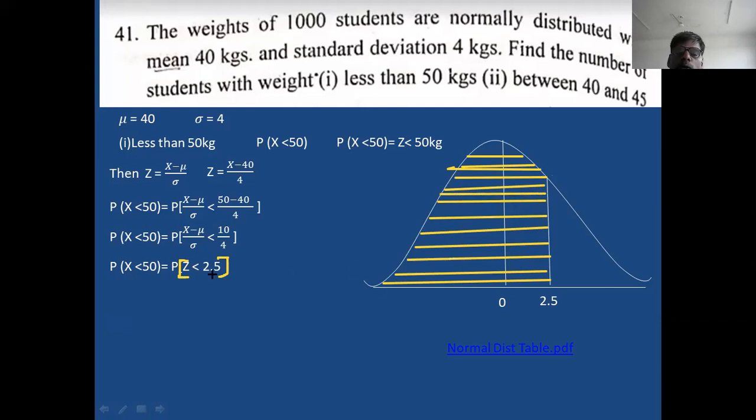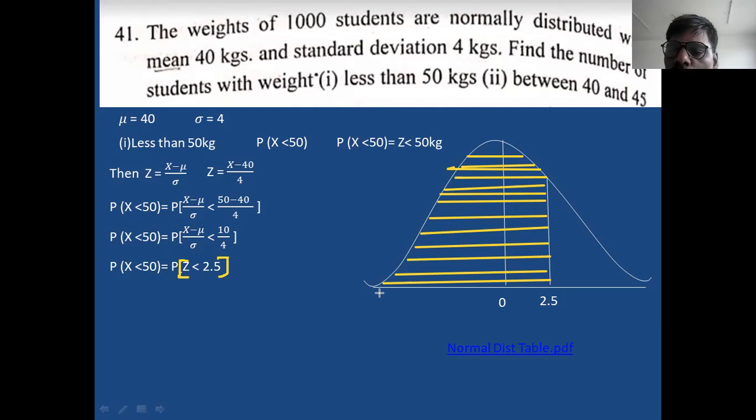Less than 2.5. You see this area. What is the area covered here? The area covered is 0 to 2.5, one area, and on the left-hand side, 0 to infinity, another area.